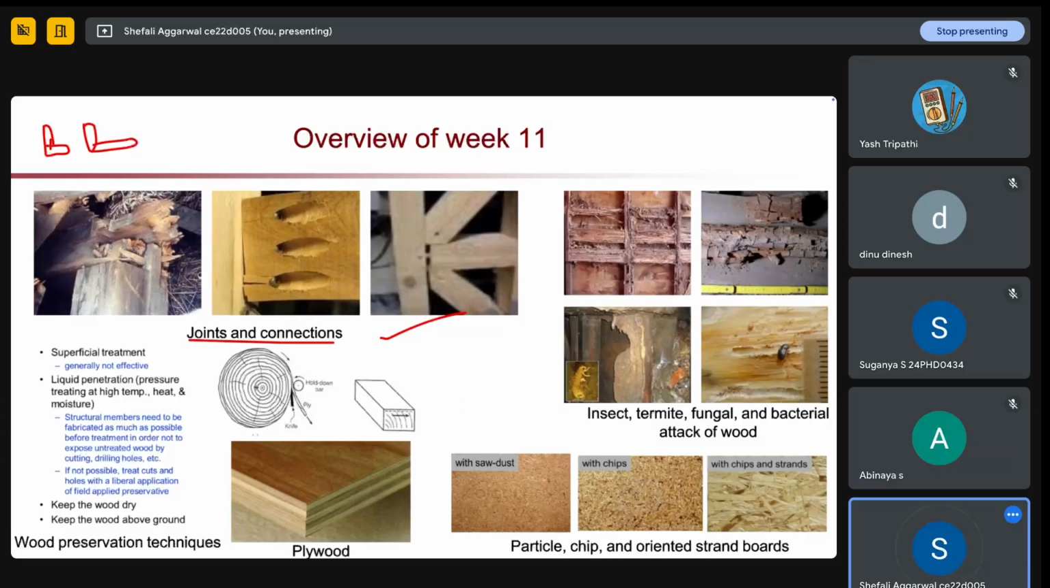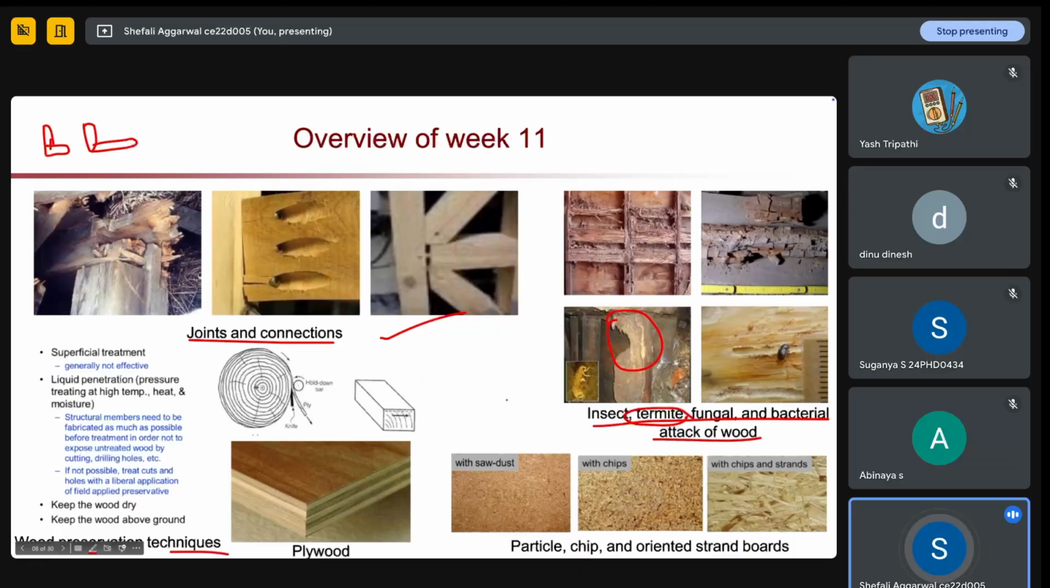Others are what type of failure can happen in our wooden structures. Mainly there are chances of biological attack on wood. Most popularly you might have seen termite attack on wood. It will eat up your wood in this way, and then there are chances of ants getting into the wooden part, or some fungal infection, the effect of fungal attack on wood. So these are the different types of problems which wooden structures face. Other topics are the different preservation techniques.